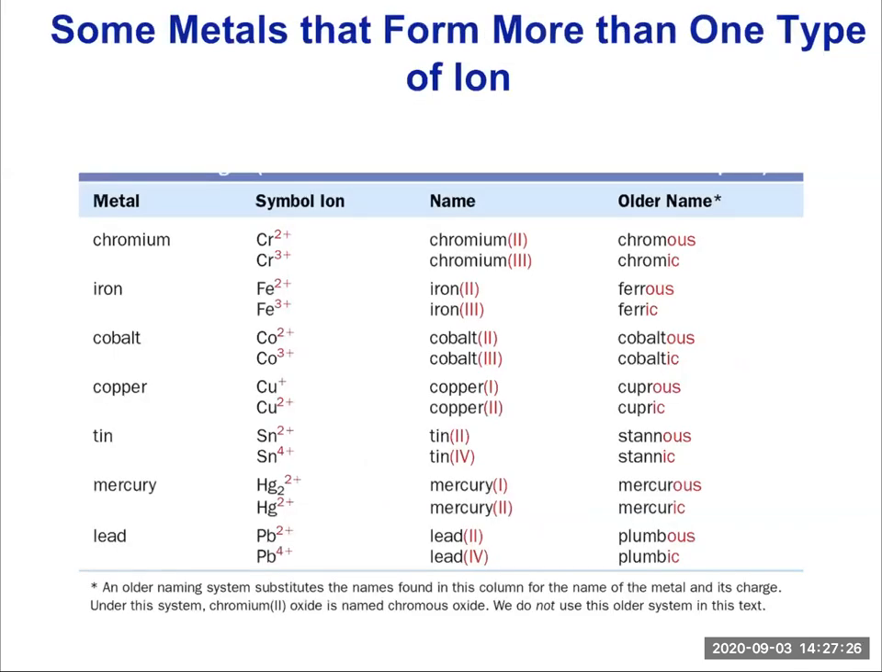Here's the comments. Don't ignore the older name, but we're not going to be using it. We're going to be using the more convenient, easier way. So chromium can be 2 or 3. Iron can be 2 or 3. Mercury could be 1 or 2. Lead could be 2 or 4.